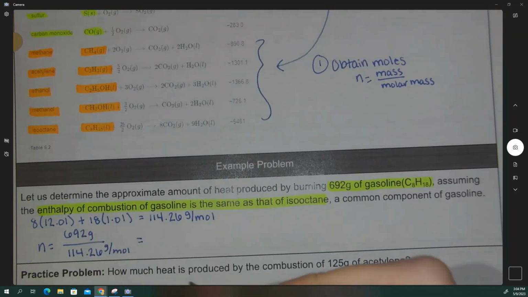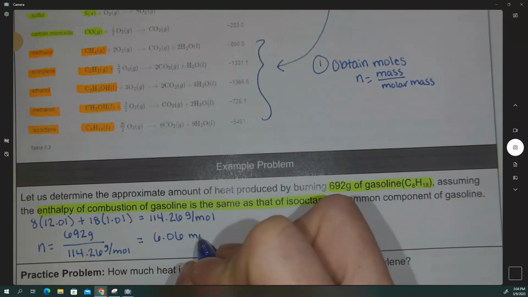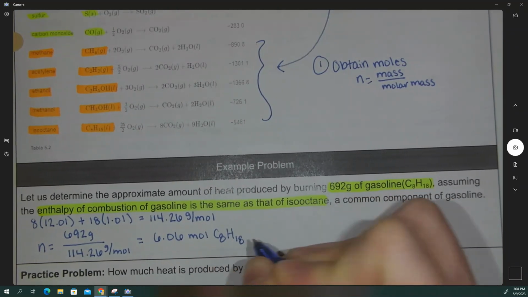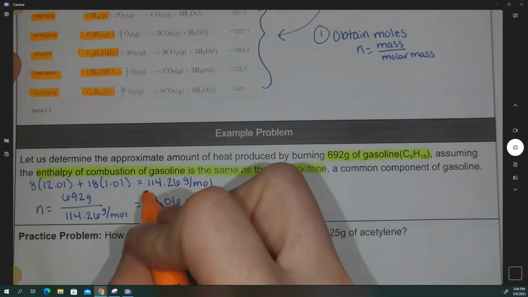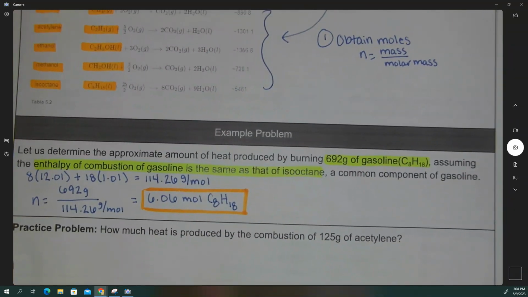And this ends up giving us roughly 6.06 moles of C8H18. So we've got our moles of our substance. I'm just going to box this in orange just so we can visually see it very well. Okay, so there's our moles.